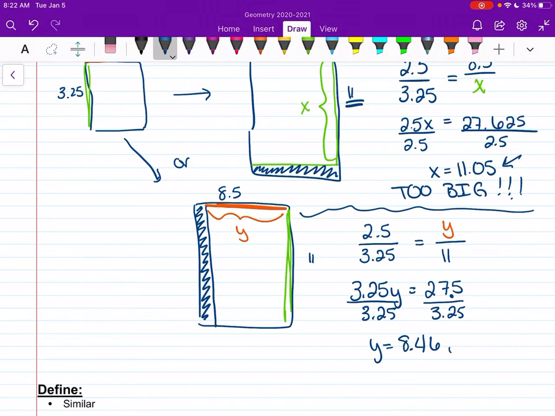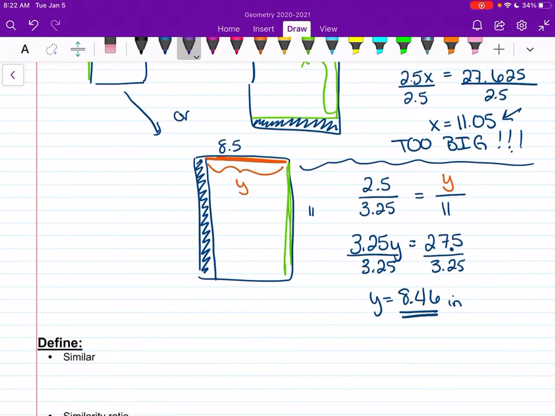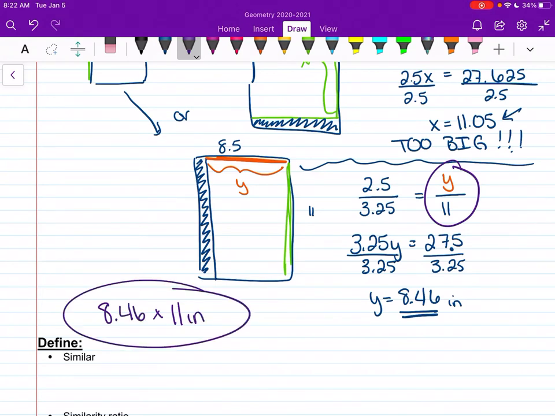So this one is going to work. It's going to fit, right? Because this is less than 8.5. So my final answer here for my dimensions are going to be 11 by 8.46 inches. Usually we list the smaller one first. So 8.46 inches by 11 inches would be my final one. That one would fit. The other one would be too big. If I made it 8.5 by 11, my picture would be slightly distorted, right? Because that's not going to fit either the length or the width of my photo.